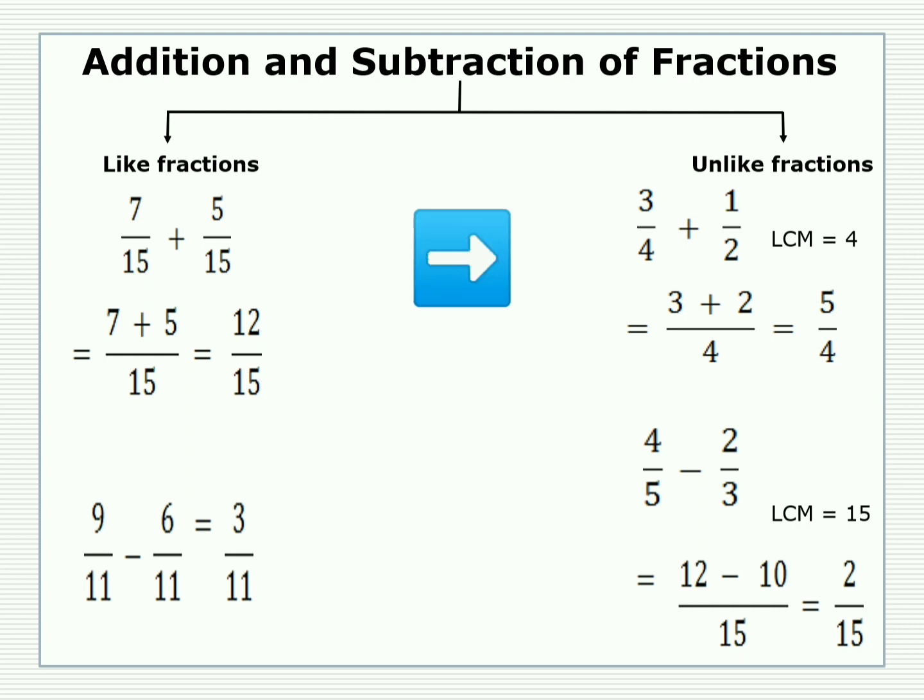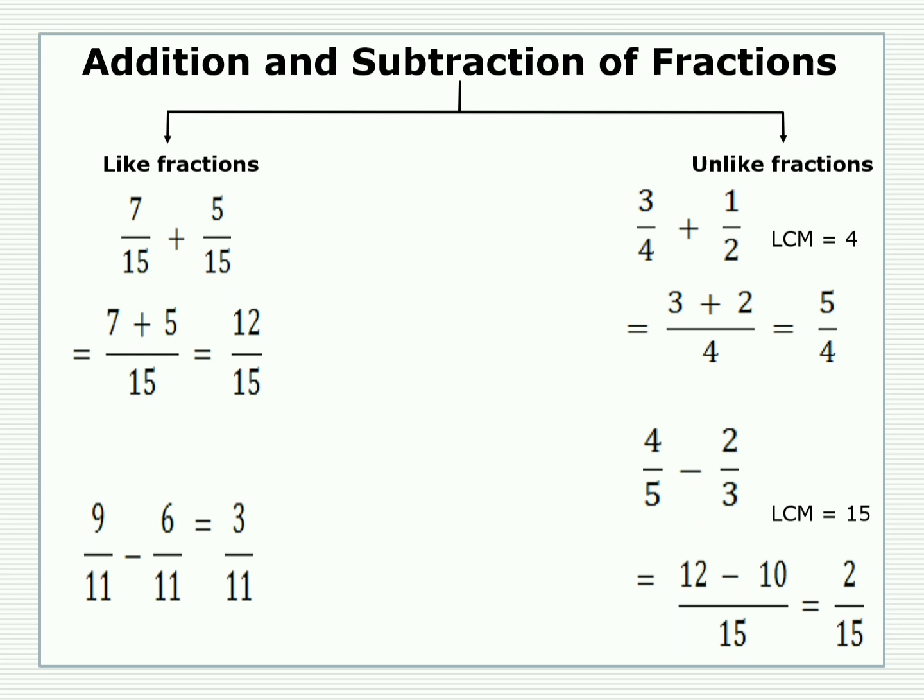Now unlike fractions. Unlike fractions means with the different denominator. Here children, please keep it in mind. The first is we have to take the LCM as the denominators are different. Then we will convert them into like denominator and then we will add. So 3 upon 4 plus 1 upon 2. The LCM is 4. 3 plus 2 upon 4 gives us 5 upon 4.